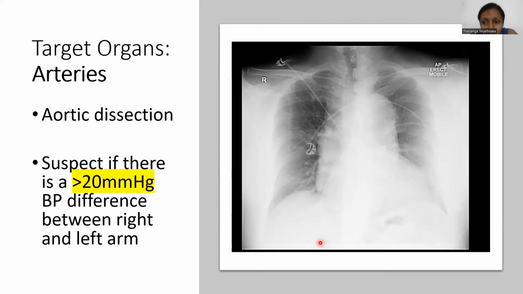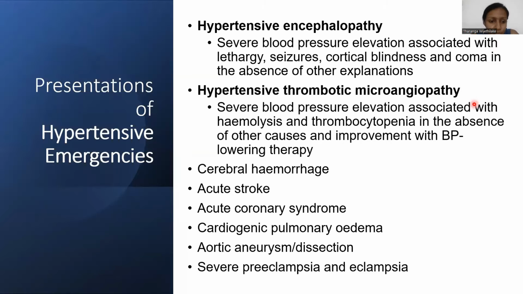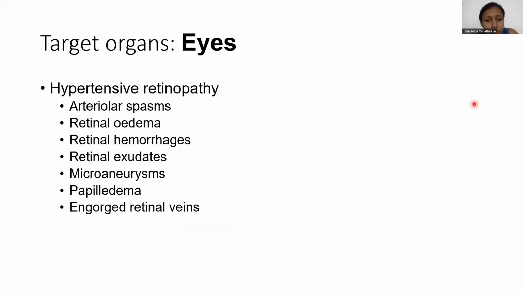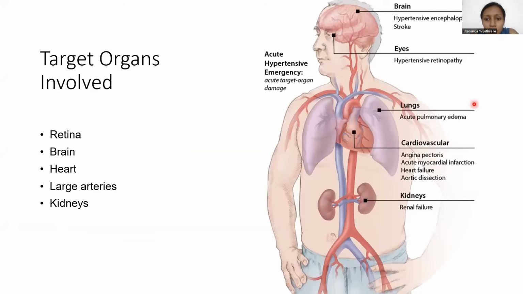So one of the investigations you could do now, if you look at this X-ray, it says mobile. So at least the big hospitals have the facility to take chest X-rays wherever the patient is. So this is one of the things that you could do. Right. So, okay, those are the target organs that can get involved in true hypertensive emergencies: brain, eyes, lungs, CVS, kidneys.